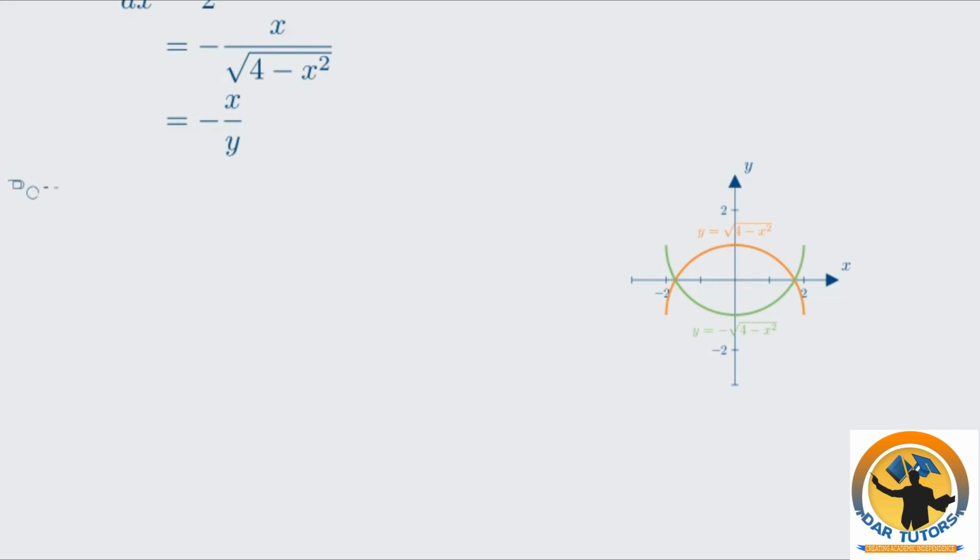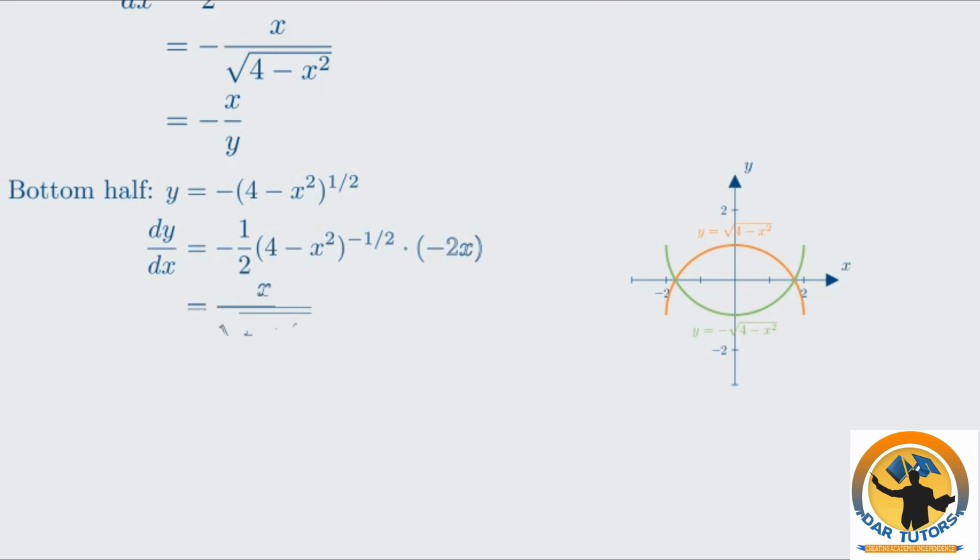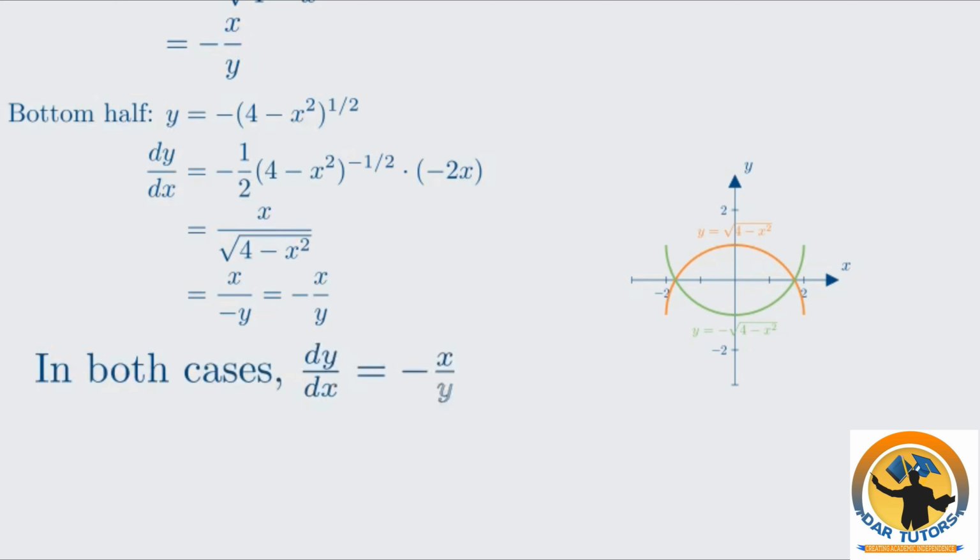For the bottom half, y equals negative (4 minus x squared) to the power of 1/2. The derivative is negative 1/2 times (4 minus x squared) to the power of negative 1/2 times negative 2x. This simplifies to positive x over the square root of 4 minus x squared. Since y is negative the square root of 4 minus x squared, we can write this as x over negative y, which is also negative x over y. Notice that in both cases the derivative is the same. dy/dx equals negative x over y.